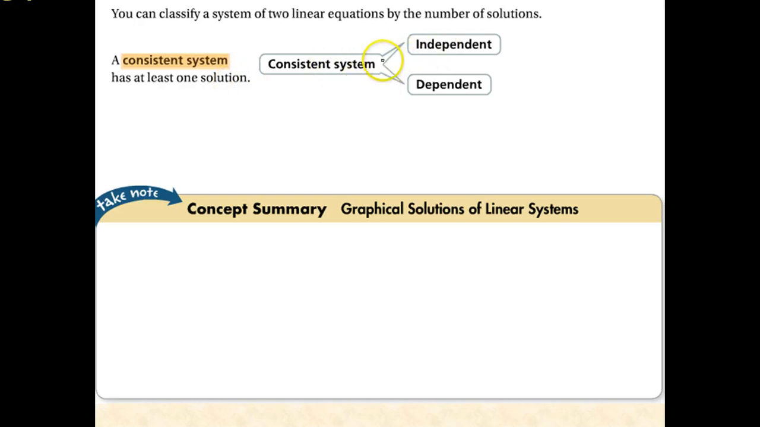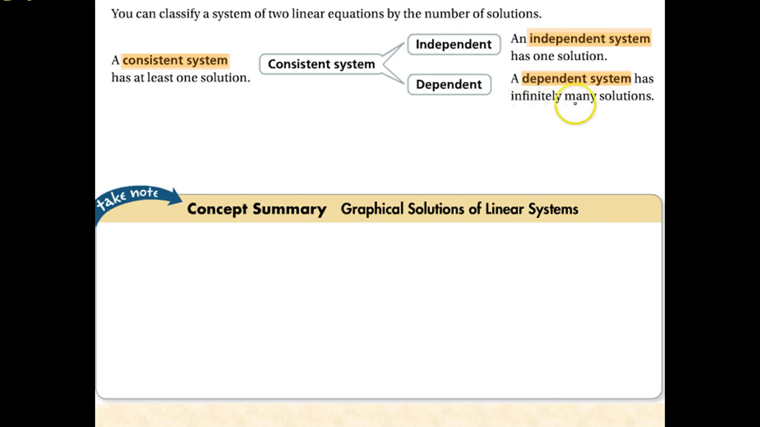A consistent system can be either independent or dependent. An independent system has one solution, and a dependent system has infinitely many solutions. Why they call it dependent is that the ordered pair you're going to get depends on what x value you choose. There's a bunch of different ones that you can get. An independent system means independent of wherever you're looking, there's only one solution.